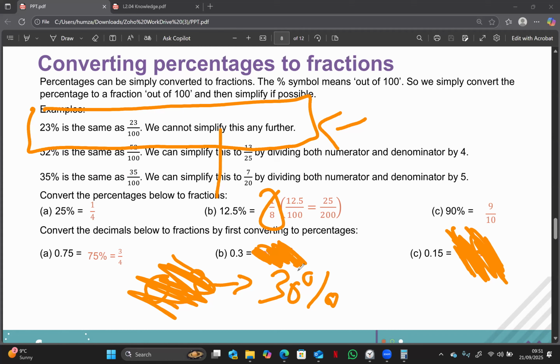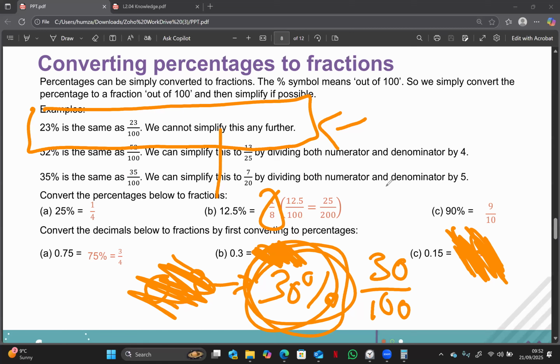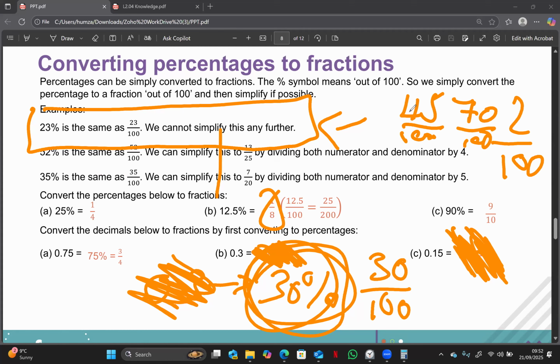30 over 100. Remember, guys, whenever you see a number, if it's 45, if it's 70, if it's 2, always do it over 100.